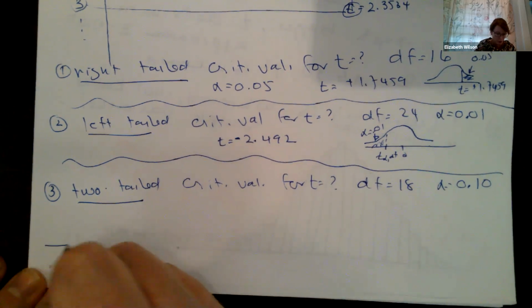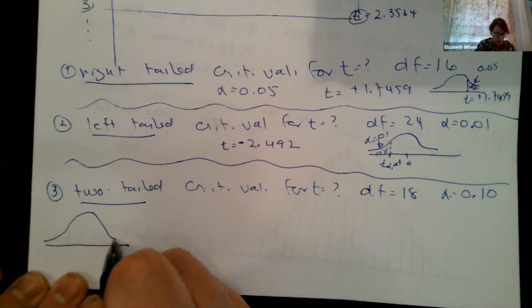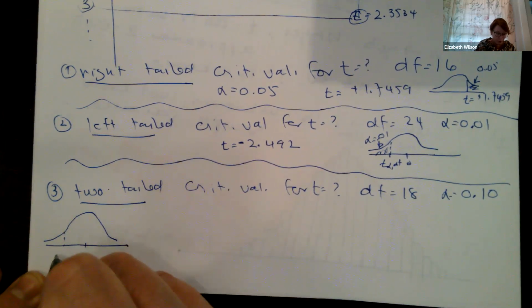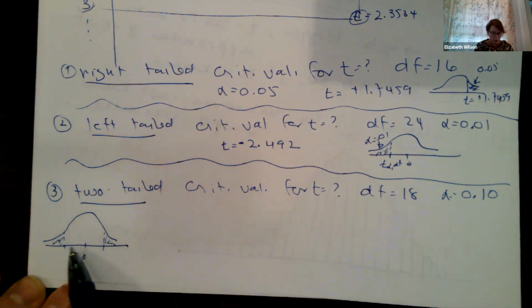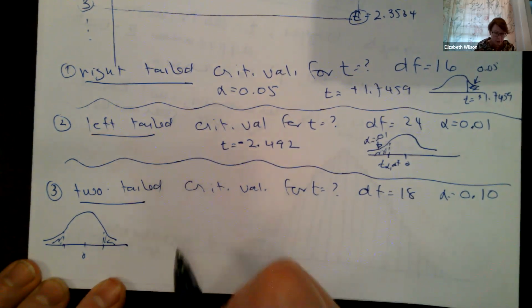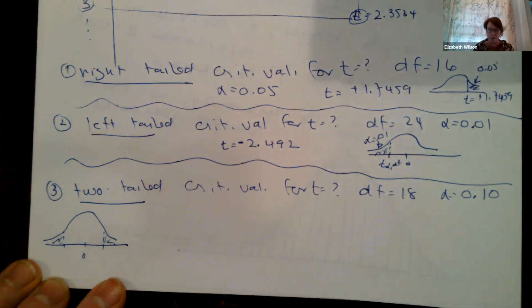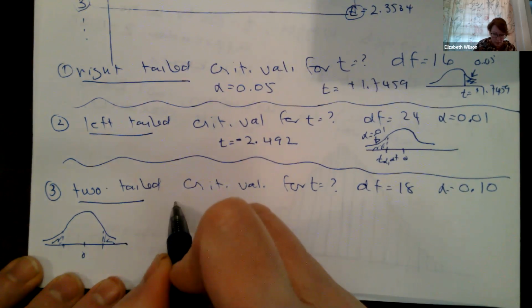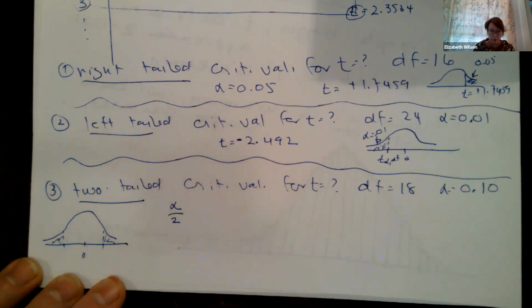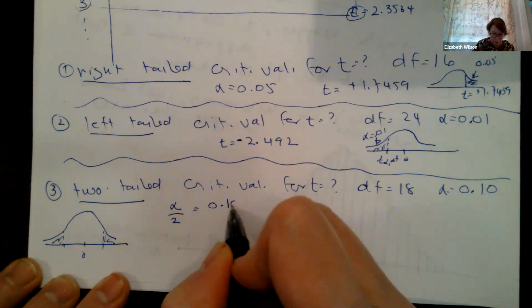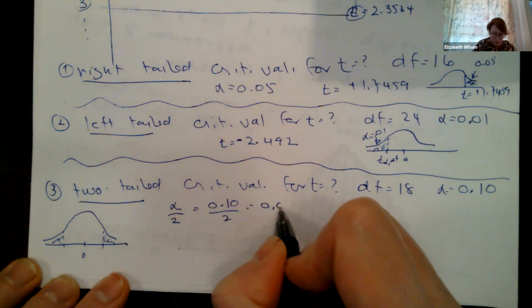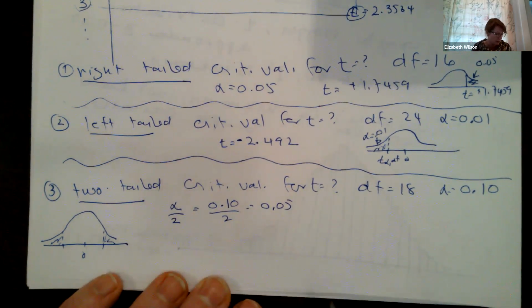So a two-tailed test, remember, goes like this. This is 0. I'm looking for a t value here, and I'm looking for a t value here. So I'm going to get a negative and a positive t value. Our table doesn't specify for two-tailed, so we have to do some calculations on it. So I'm going to take my alpha divided by 2, because the alpha is spread across these two regions here. So my alpha divided by 2 is going to be 0.1 divided by 2, which is 0.05. That's what I'm going to use to look up on the table.